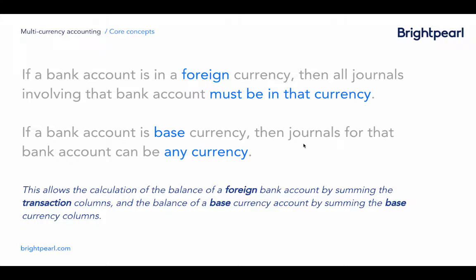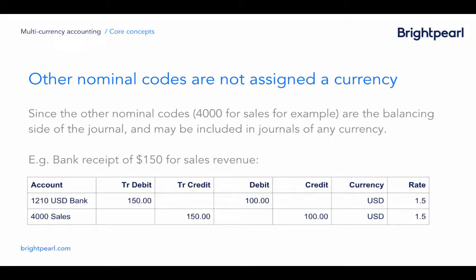Foreign banking, foreign currency journals. If a bank account's in base currency, then any journals for that bank account can be in any currency. And there's a bit of an explanation there underneath. You can have a look at that later if you need. But this is just a rule that's worth bearing in mind throughout the training and throughout your usage of Brightpearl multi-currency. So bank accounts are given a currency, but no other nominal codes are given a currency.